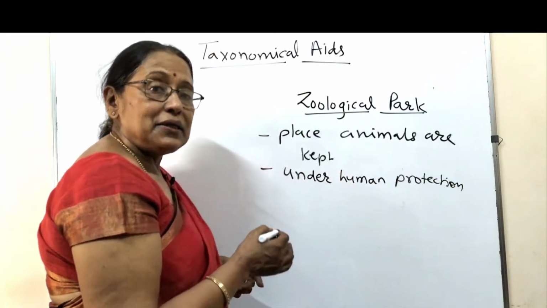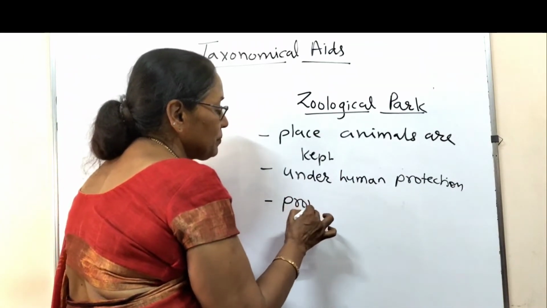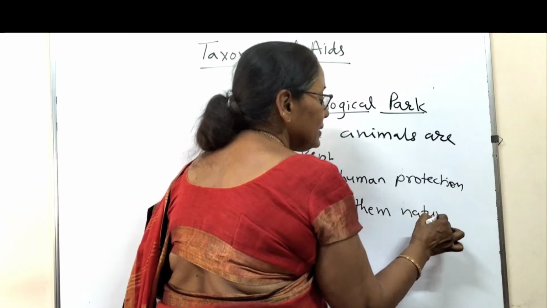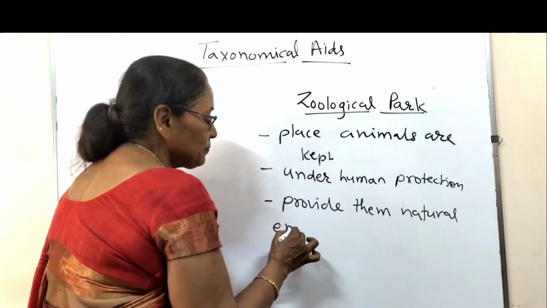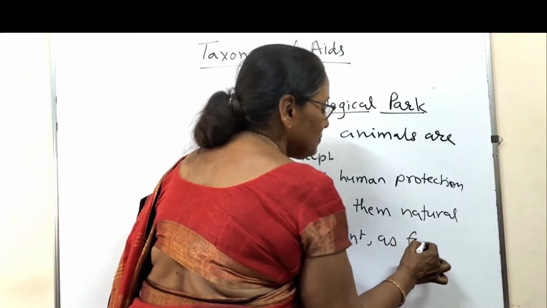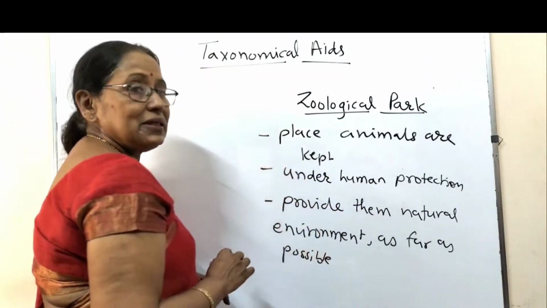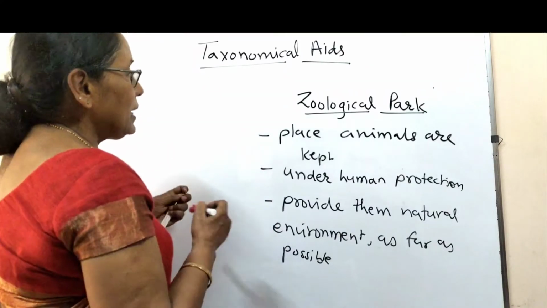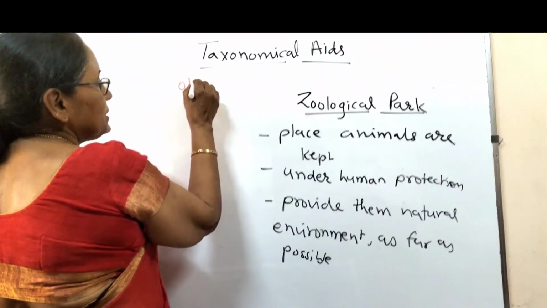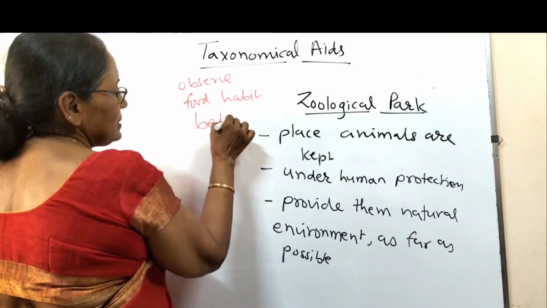We try to provide the organisms their natural environment as far as possible. Now, for what purpose do they serve? In the zoological park, we can observe the food habit of these animals and the behavior of the animals.